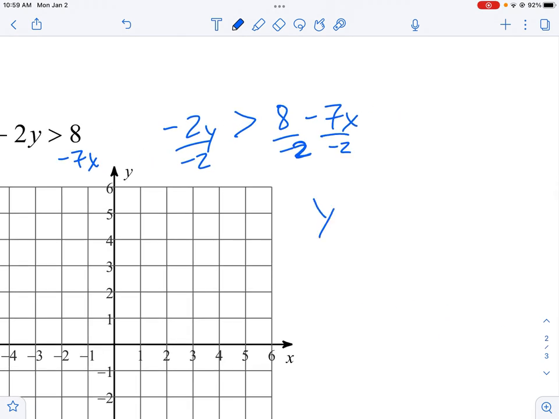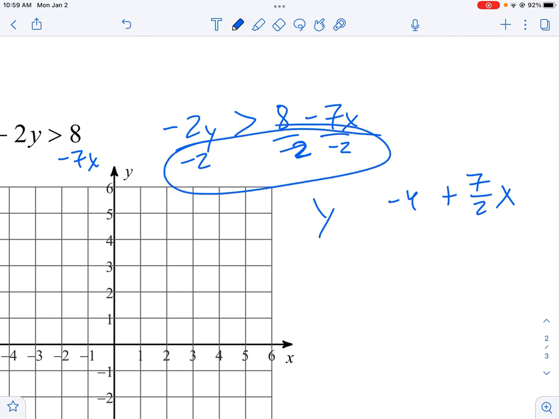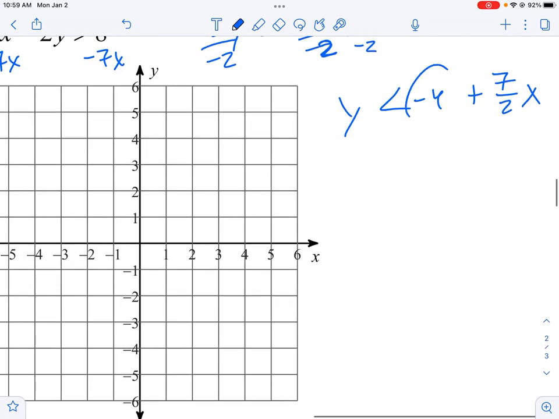So now I got y, and I got -4, and I got positive 7/2. Remember, 7 divided by 2 is 7/2. Since I divided by a negative, my inequality here needs to flip around. So I'm going to do less than now. And now we're going to do some graphing. My y-intercept is -4. And then my slope is positive 7/2.